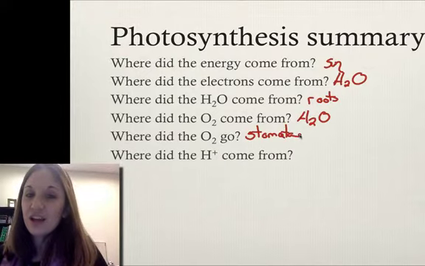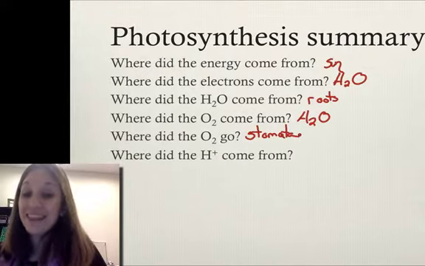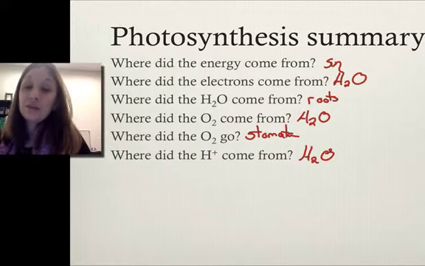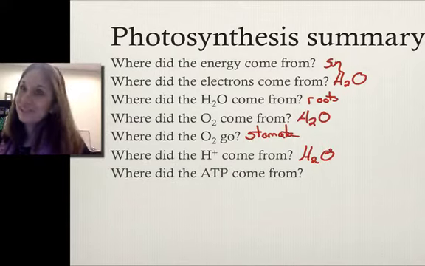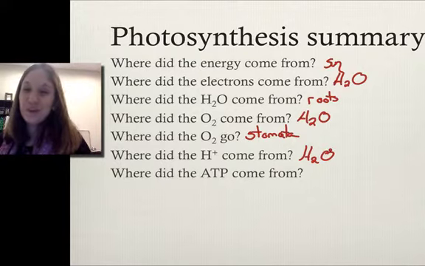Where does that hydrogen ion come from? Again, the hydrogen ion comes from the splitting of water and is going to be used to build up that concentration gradient to drive the production of ATP. I guess we've answered that one. Where does the ATP come from?